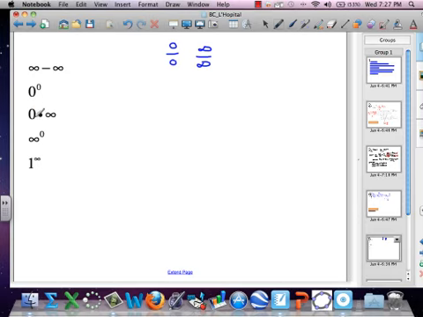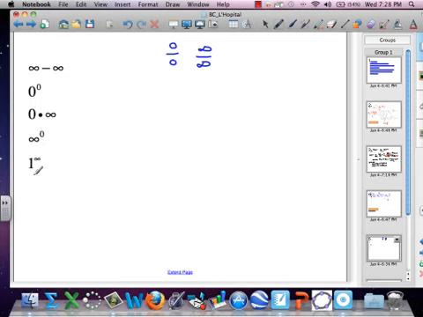Same thing here, 0 times infinity. This is a small number, and this is a very large number. They have a battle. We don't know who prevails, or if there's a compromise somewhere in between. Infinity to the 0. Again, a large, large base, and you have a very small exponent. You want to say it's 1? Well, some people want to say it's infinity, because this is not really 0.